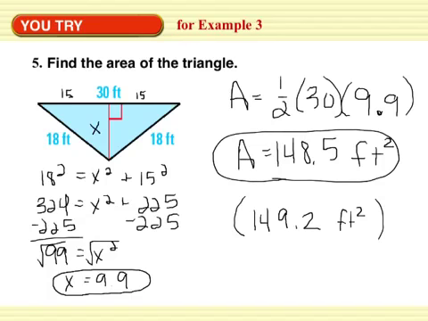Then I tried the problem again, leaving this in my calculator, not rounding it at all, just leaving the whole number in there, and I got 149.2. So you can see there's some error with rounding. No big deal, just show all your work.